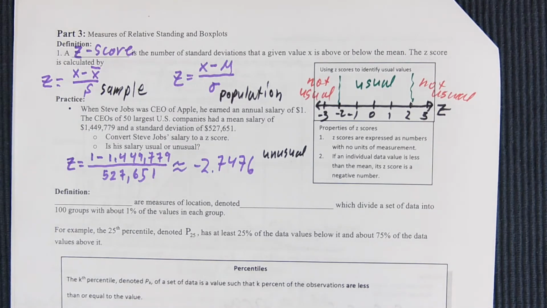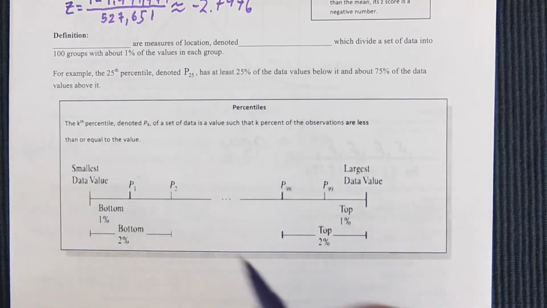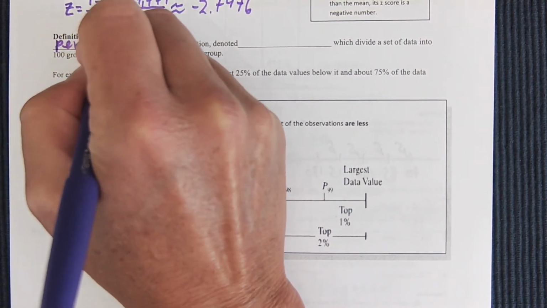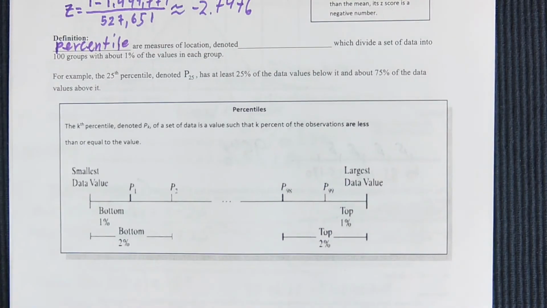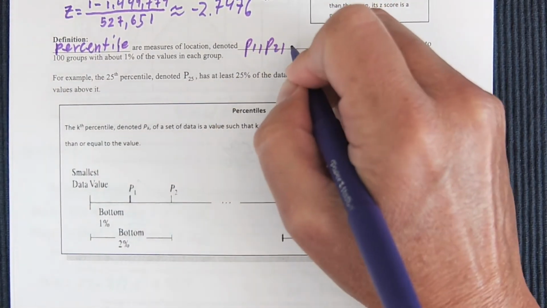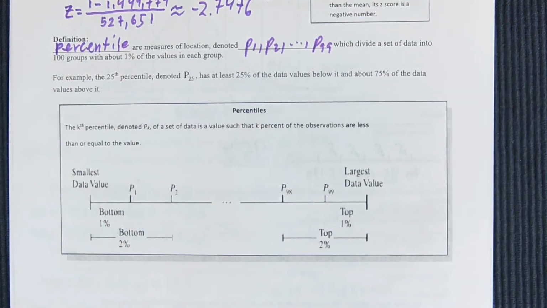All right, next up. And we're going to come back to that, z-scores are going to pop up here and there. Next up, we have the definition of something called a percentile. You might have heard this word before, and it's denoted as P1, P2, up to P99, which separate the data into 100 groups with about 1% of the values in each group.